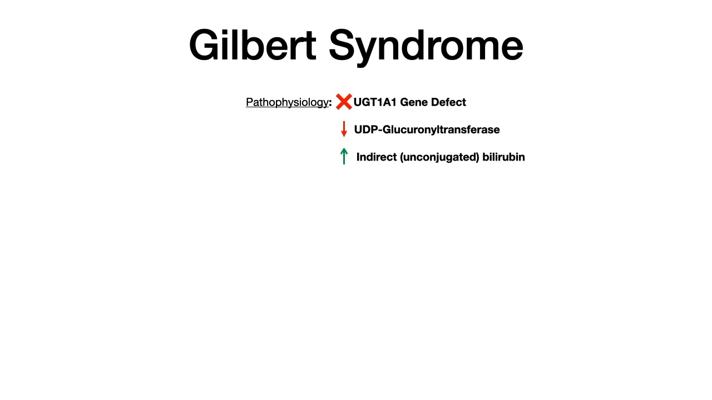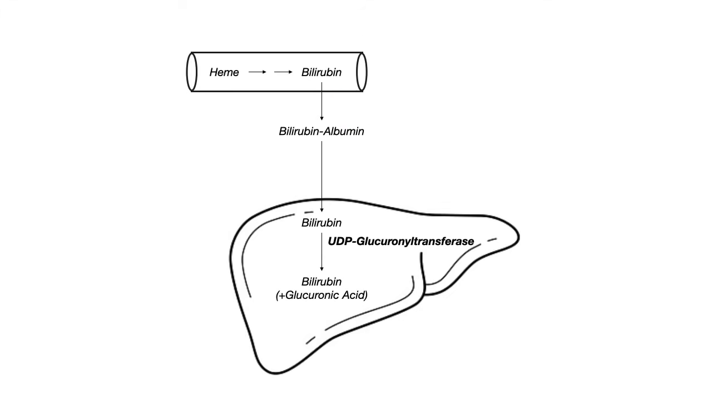And if you have a problem with the gene that codes for the enzyme, then you have decreased or dysfunctional levels of UDP glucuronyltransferase, which means you have increased levels of unconjugated, sometimes referred to as indirect bilirubin. So remember, here's the slide that we've seen already.